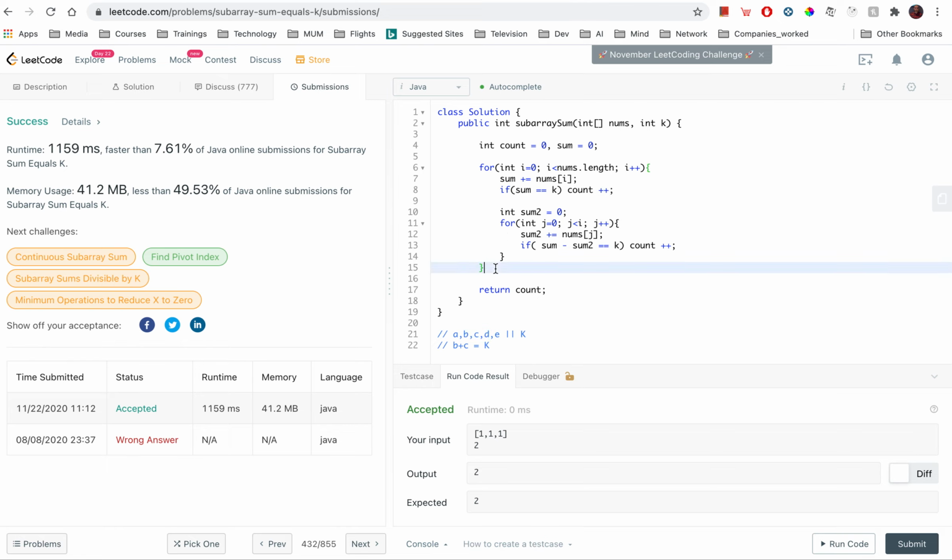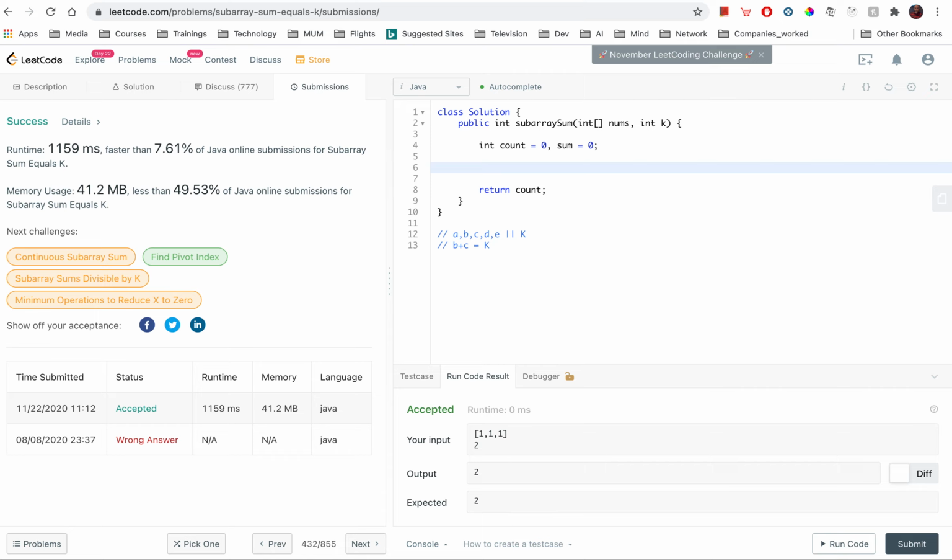So I'm going to go with my second approach. For the second approach, I still need a counter and a sum, but I am going to memorize the sum in a map, Map of Integer, Integer, new HashMap. And in this map I'm going to store the sum as well as the number of times the sum has occurred, because negative numbers are also possible in this example, right?